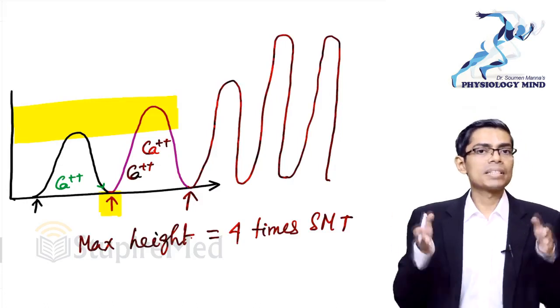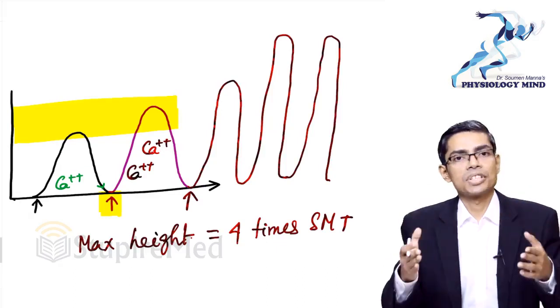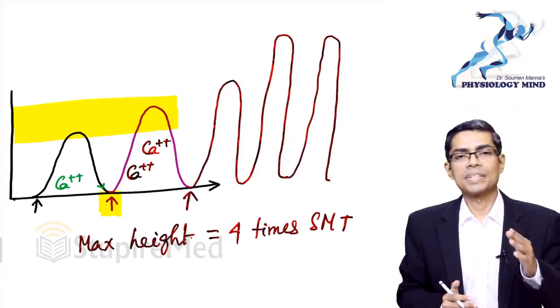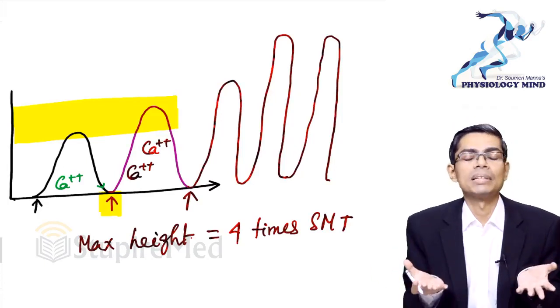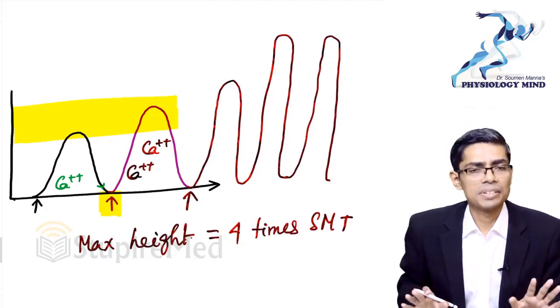So if you go on giving the stimulation multiple times, the height and force generation will go on increasing up to a certain limit. How much is the limit? 4 times that of single muscle twitch height. Why 4 times? After that, no more calcium will be available in the sarcoplasmic reticulum for release. That means height is fixed.